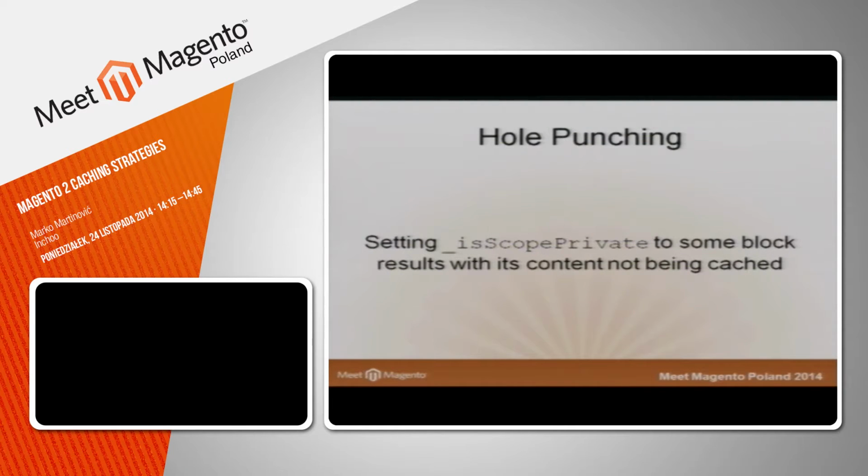Now, good old hole punching. In Magento 2, when we have dynamic content and we need to punch a hole through caching, we have two scenarios. The first scenario is to set the is-private variable on some block, and this instructs Magento to treat this block as a private block. So this block will not get cached. It will be served through Ajax, and it will get populated by JavaScript.